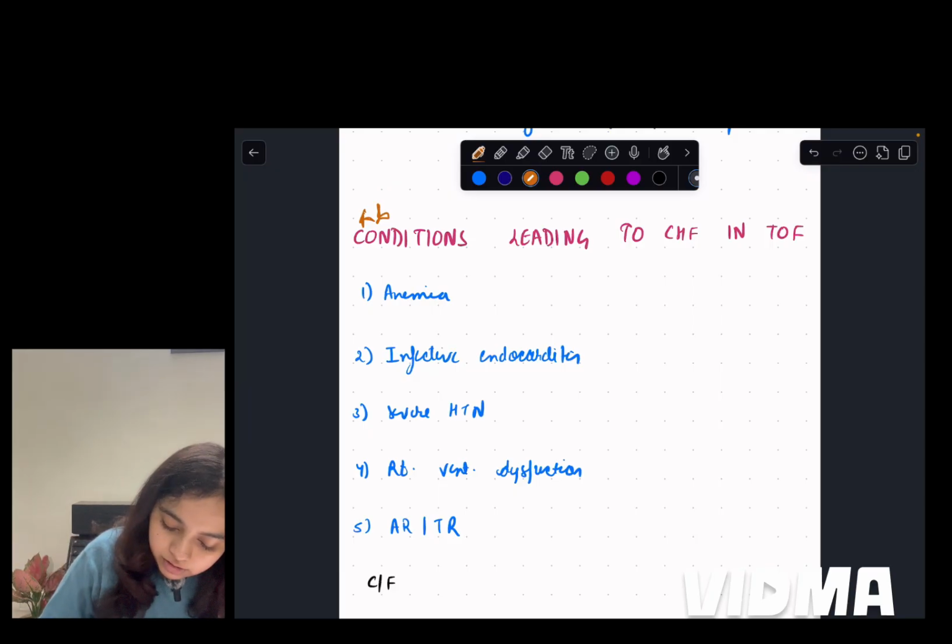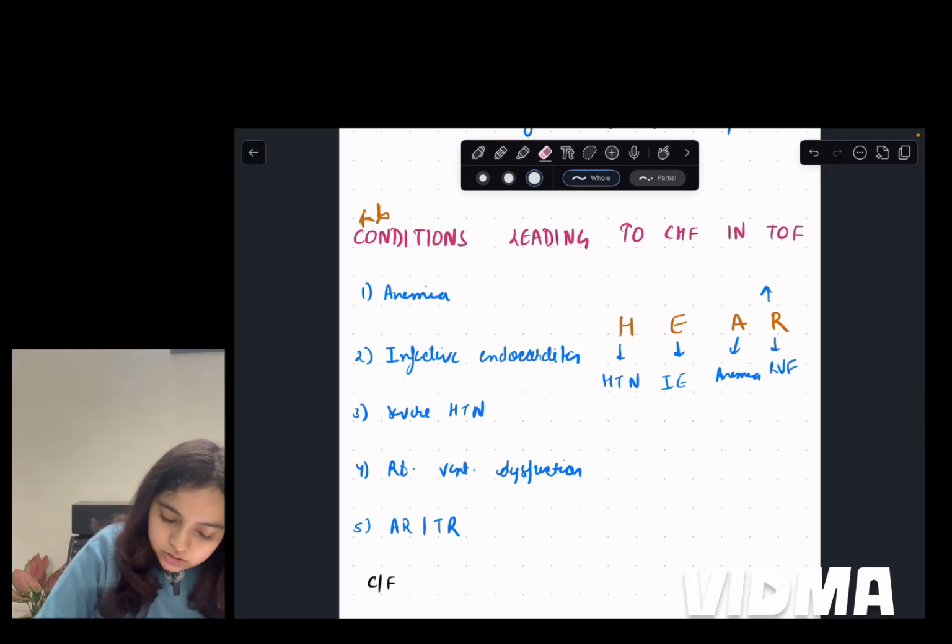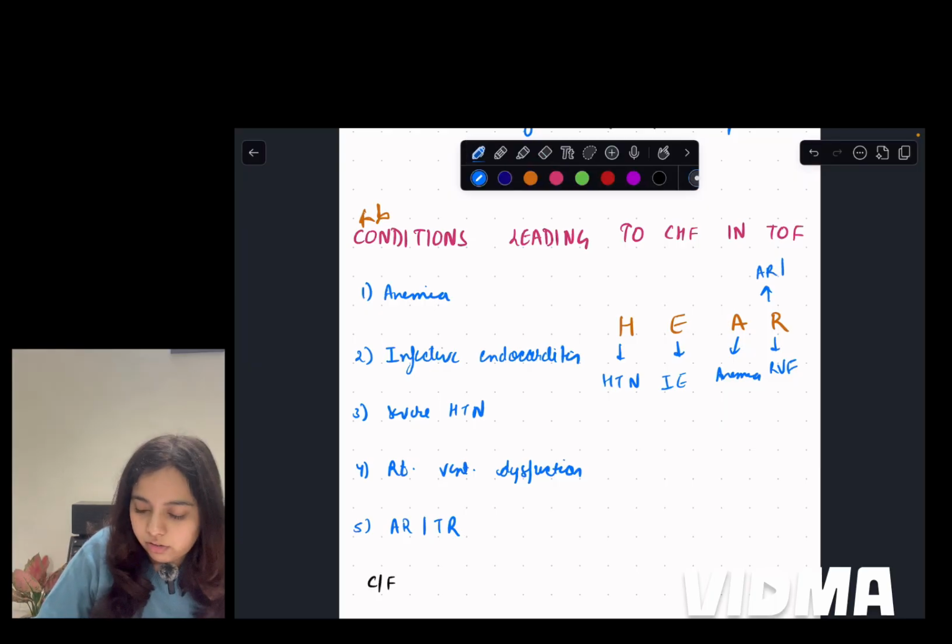How to remember this? For this, I have a mnemonic here. Now H stands for hypertension, E for endocarditis, which is infective endocarditis, A for anemia, and for R you have two things. First is the right ventricular failure or dysfunction, and the regurgitant lesions, aortic regurgitation and tricuspid regurgitation.